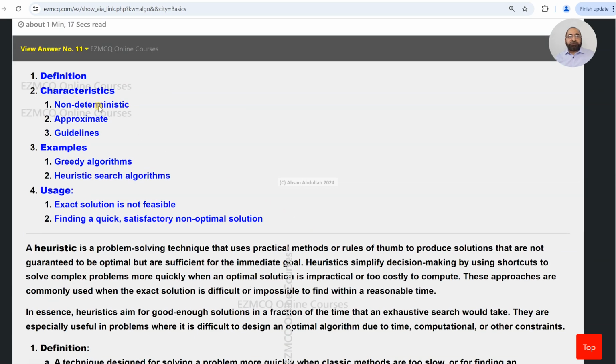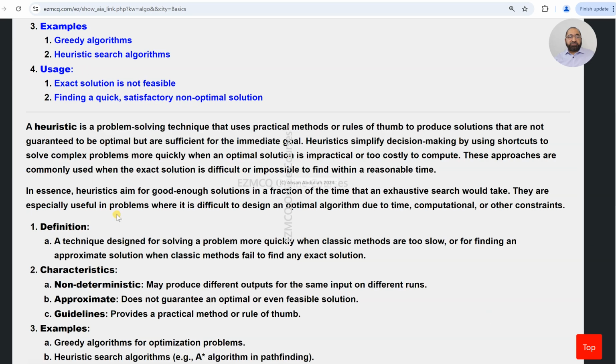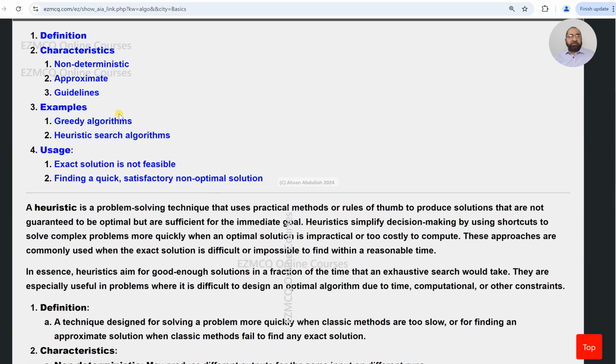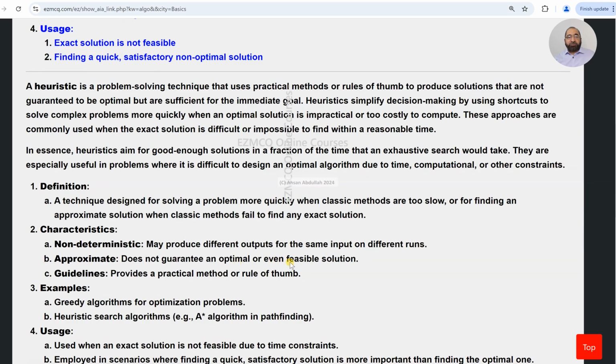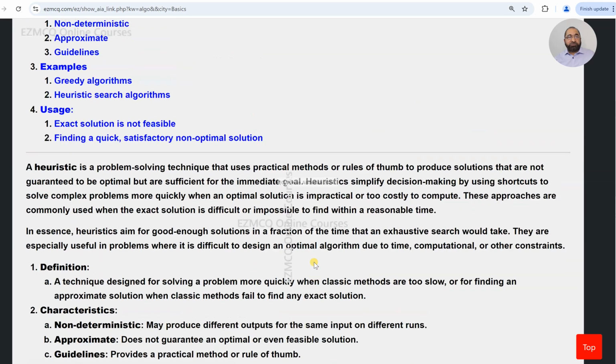So the characteristics of heuristics are that they are non-deterministic. It means they may produce different outputs for the same input on different runs. Then they are approximate. Approximate means that the result provided by the heuristic is not the exact result. There is no guarantee that it is the optimum result. It does not guarantee an optimal or even feasible solution. It may not even be a feasible solution. Of course, it is a quick solution.